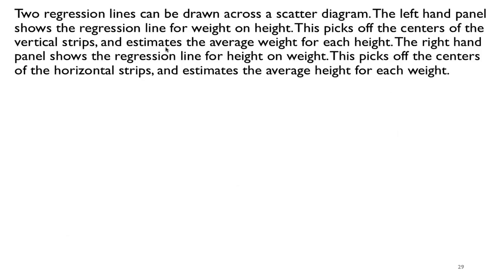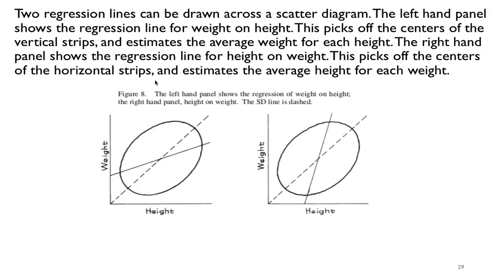Another point I want to make is that there are actually 2 regression lines for any scatter diagram. Here's the picture. Depending on what we're trying to predict, we have 2 options for the regression line. The left-hand panel shows the regression of weight on height. That means that given a height, we want to predict weight. Whereas the other is the regression line that says that given a weight, we want to predict the height.